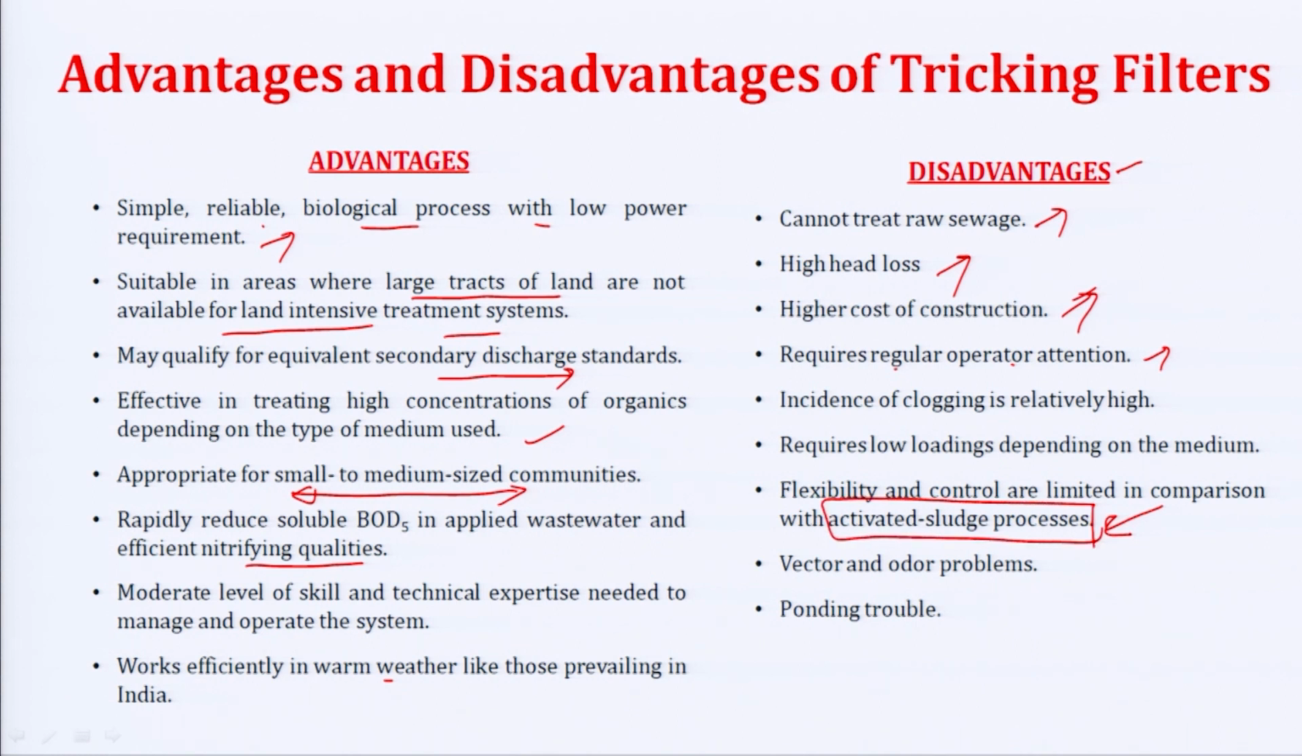Vector and odor problems may be there, and ponding problems may be there. Vector and odor problems mean that you have wastewater which is literally outside. So, you may have lots of mosquitoes, lots of flies, and it may smell bad. People who are staying near that may not like trickling filters. So, these issues may crop up. These are the issues.